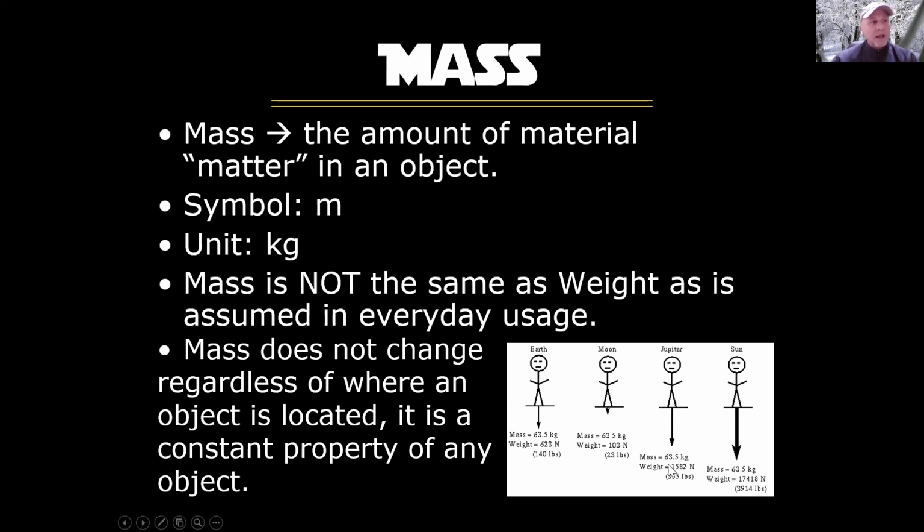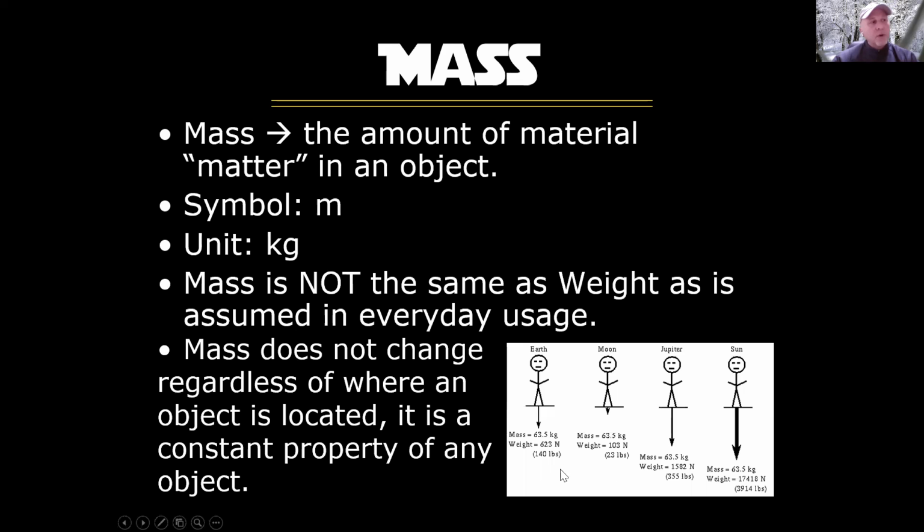If you're on Jupiter, your mass is still 63.5 kilograms, but now your weight is 1,582 newtons, or the equivalent weight here on Earth of someone that's 355 pounds, right? And if you went to the sun, your weight would be 17,418 newtons, which is 3,914 pounds, which is 2 tons, right?